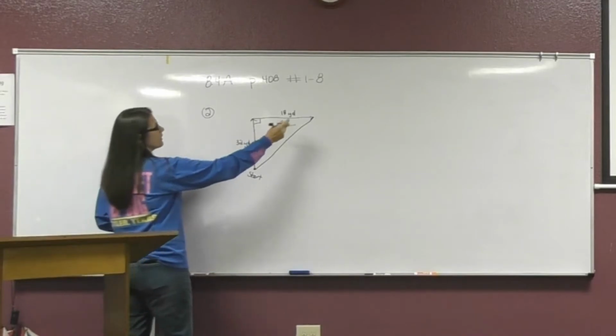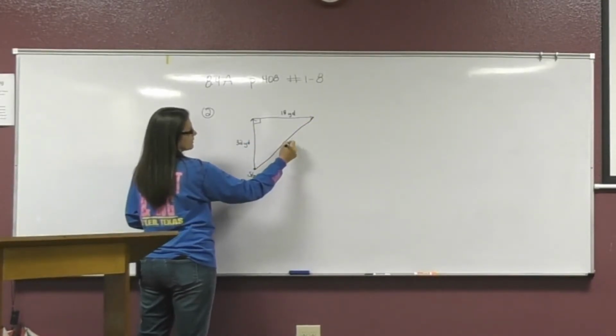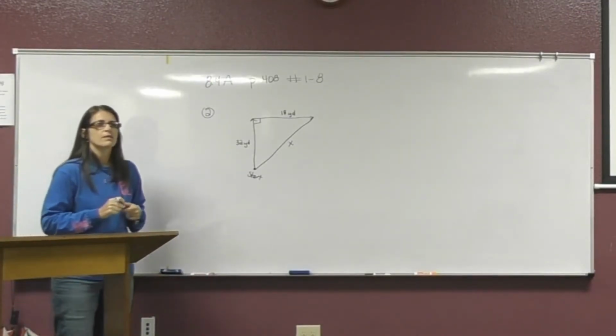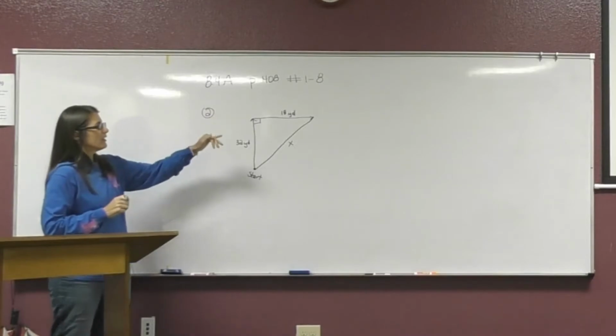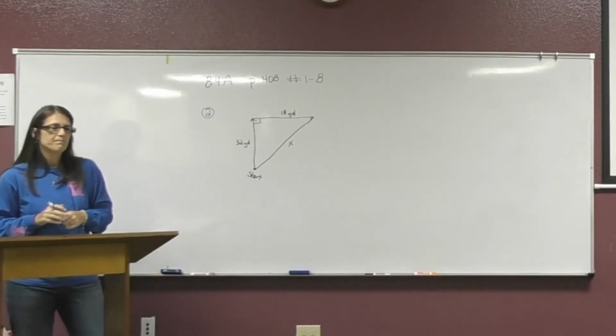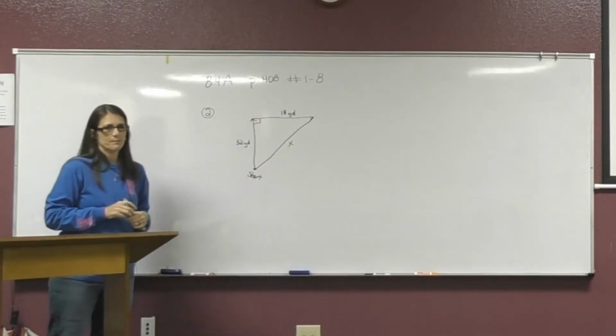And the question was, how far are they to their starting point? So we would be looking for the hypotenuse. We'd be looking for c. So again, if I were to solve this, I would use the Pythagorean theorem: a squared plus b squared equals c squared, okay?